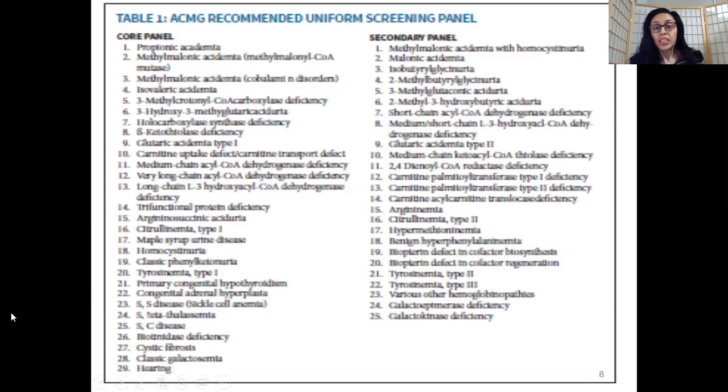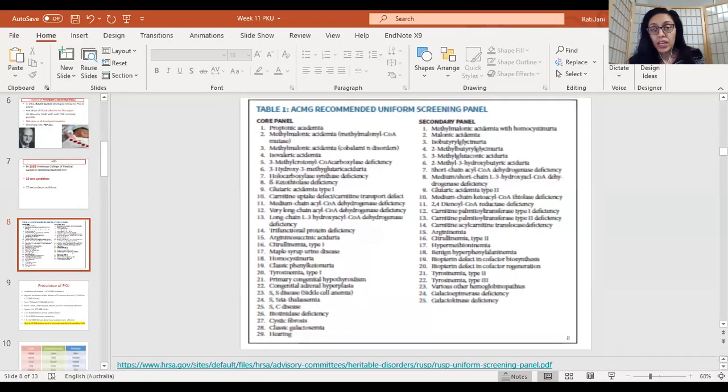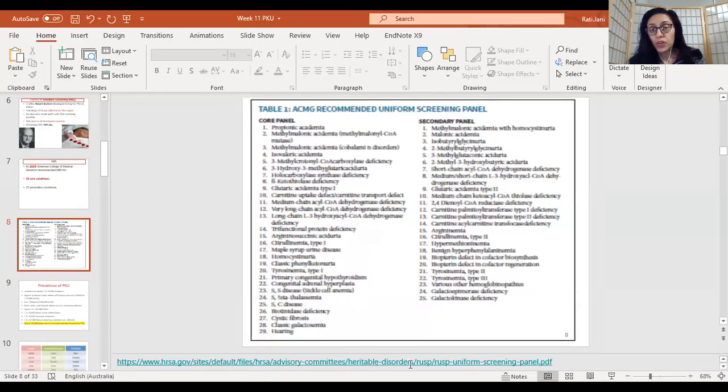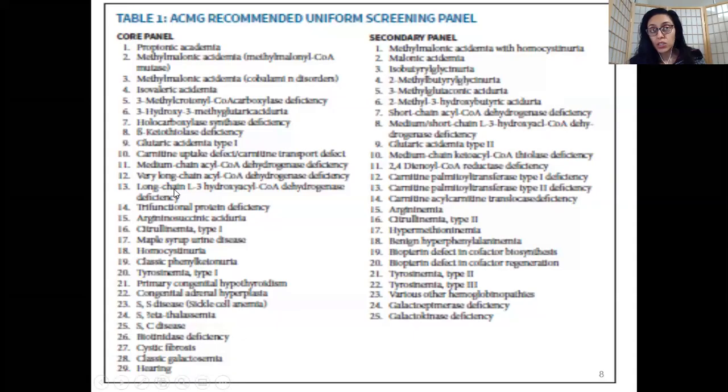Guys, if this is not clear, rest assured, just click on this link over here. I have given you these links and they list these conditions. So these are your 29 genetic metabolic conditions which are screened for. There are a lot of nutrition related genetic metabolic conditions within these 29 as well.